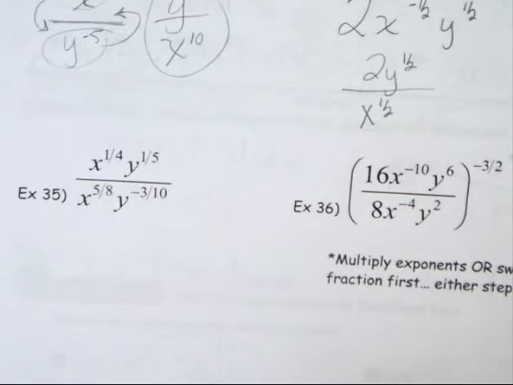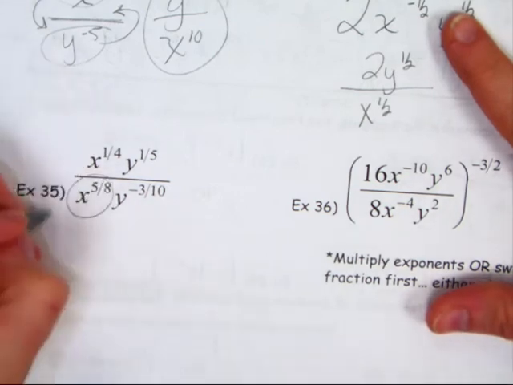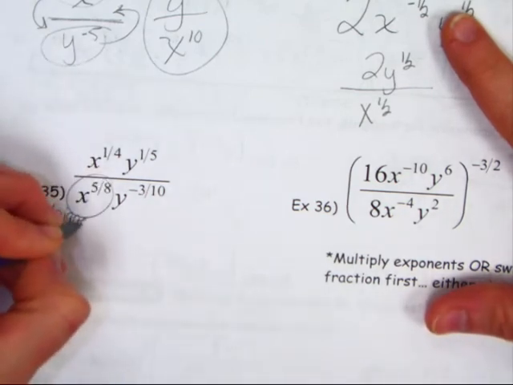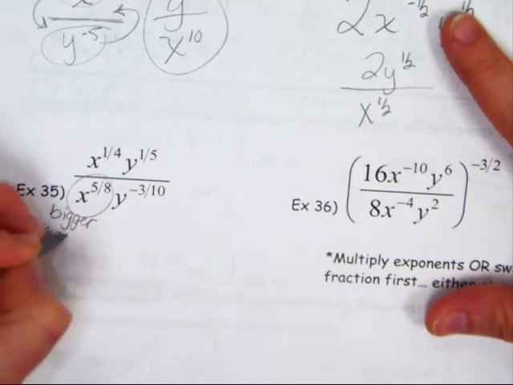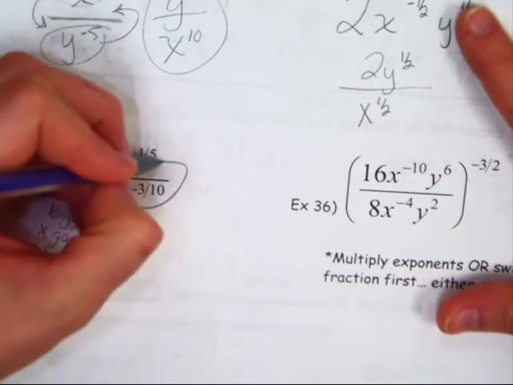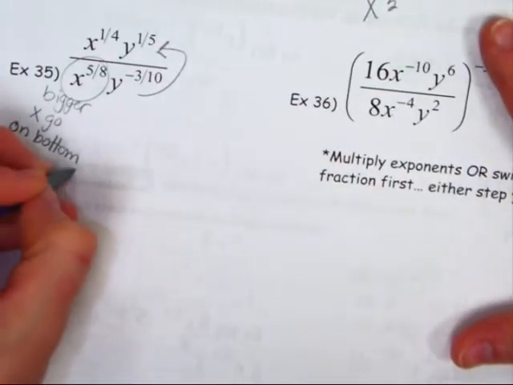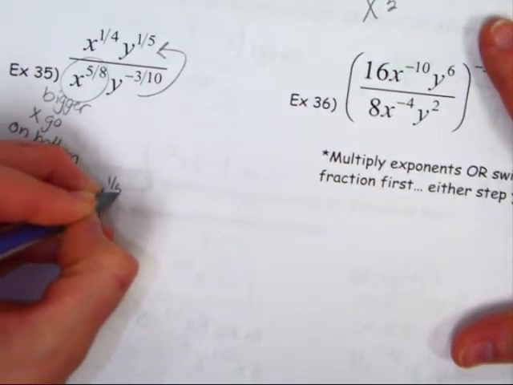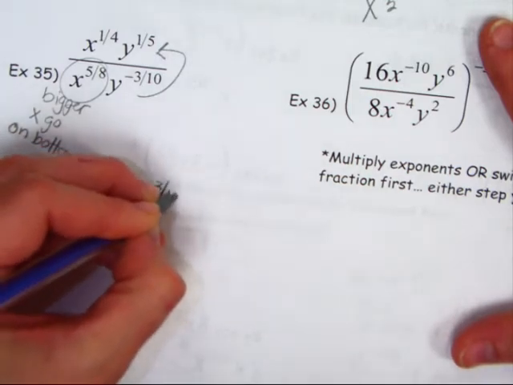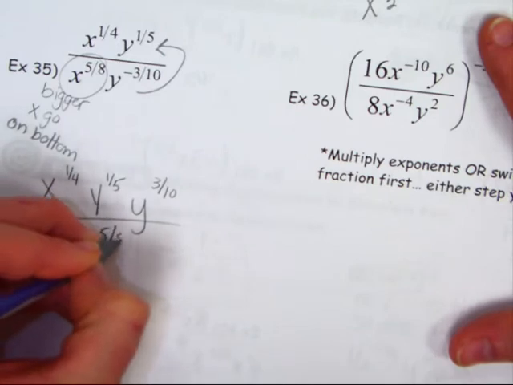Last two problems, and we're done. Okay, which one of these is bigger? This one is bigger. That means the x's go on bottom. What about the y's? Well, before we do anything with the y's, we need to move that one up. So here's what we're going to do. We're going to keep everything the same, except y to the 3/10 is going to move to the top. And x to the 5/8 is going to stay on the bottom.